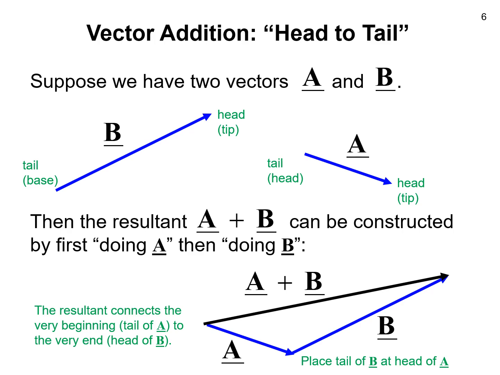And think of this like you were taking a walk. Let's suppose you walked along the vector A. You start on the tail of A, then you walk to the head of A, but then you don't go back to the beginning. You keep on walking from that point and you continue with B. So the tail of B starts at the head of A, and then your total walk again is from the very beginning of where you started to the very end.